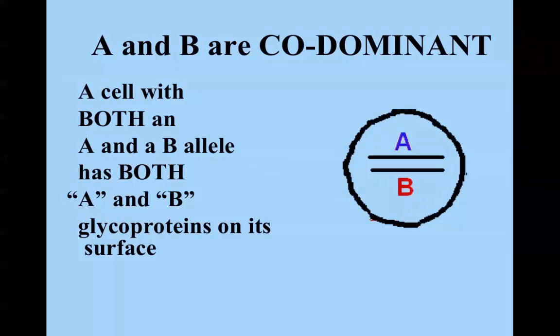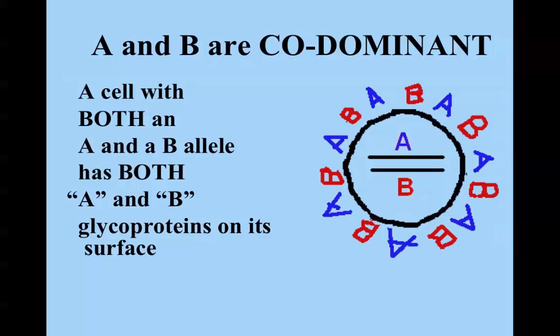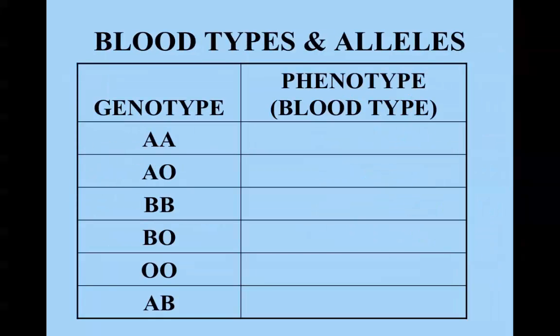So if you remember what co-dominant means, both will be expressed. So if both are expressed, what we should expect to see is the A allele, and we should expect to see the B allele on the outside, not alleles, but the types, the glycoproteins, on the outside of the red blood cell. And so that is what we see. So it's codominant.